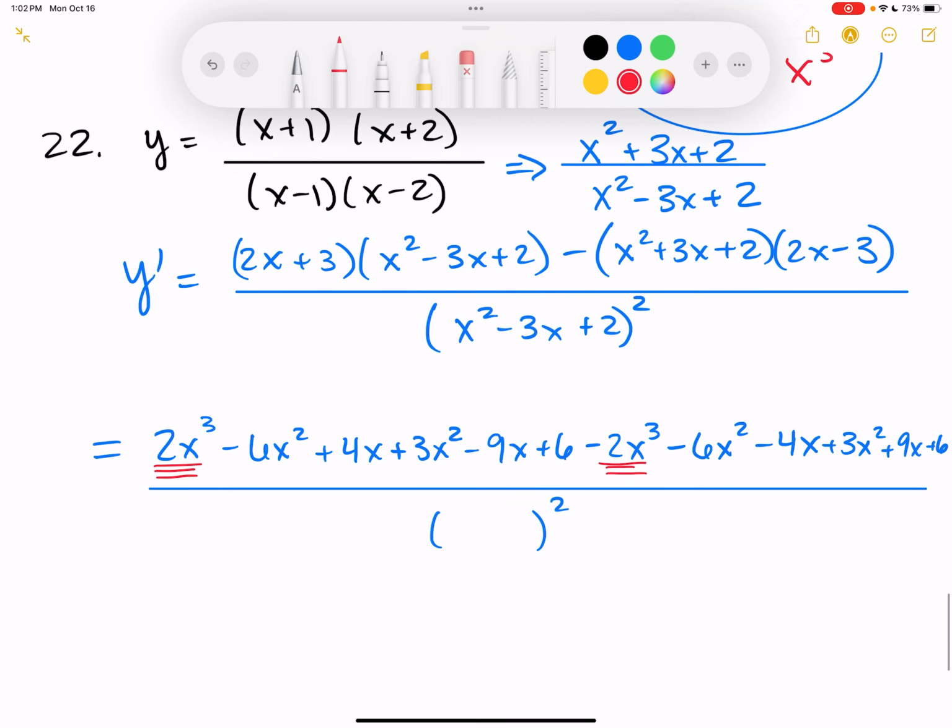Well, that makes sense. Oh, wait, those cancel, so those are gone. 2x cubed and negative 2x cubed, gone.